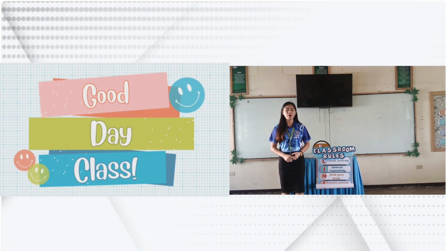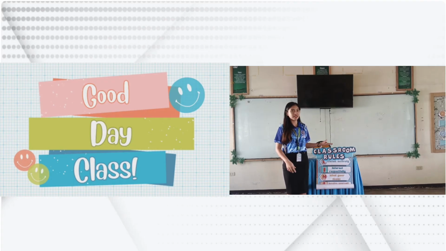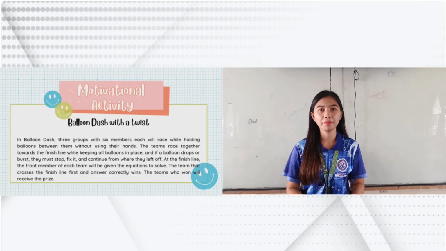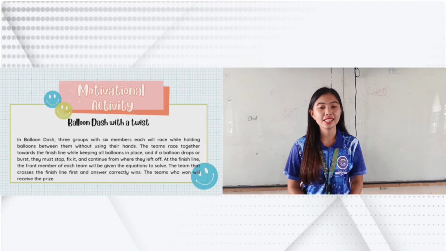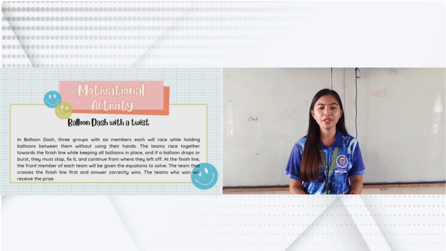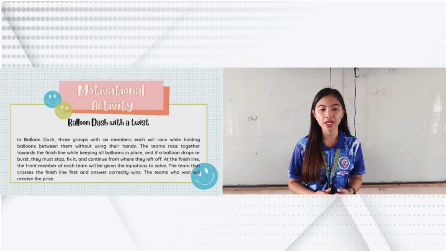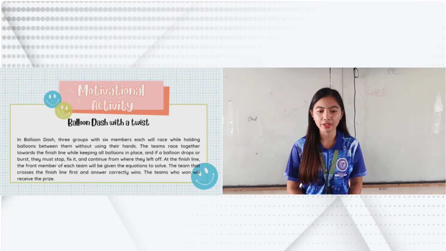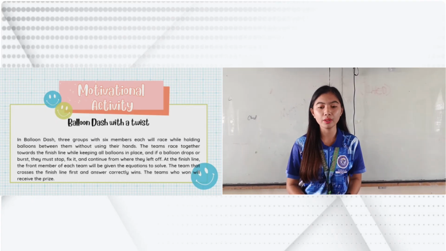But before we proceed to our formal discussion, let's have first our activity entitled Balloon Dash with a Twist. For our mechanics: in a balloon dash, 3 groups with 6 members each will race holding balloons between them without using their hands. The teams race together towards the finish line while keeping all balloons in place. And if a balloon drops or bursts, they must stop, fix it, and continue from where they left off.